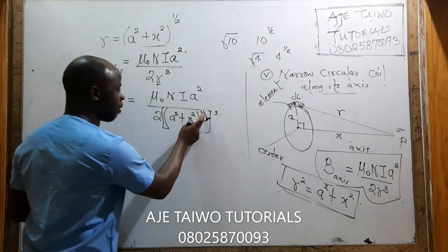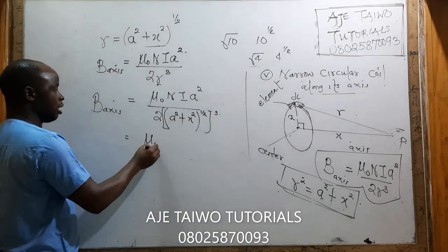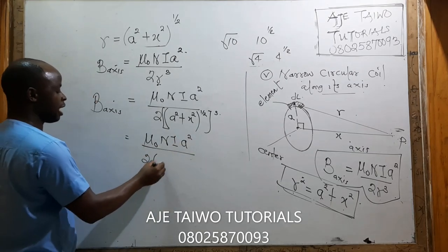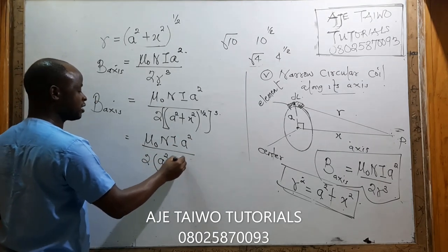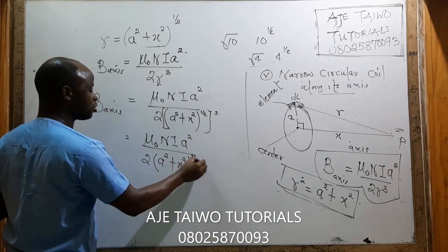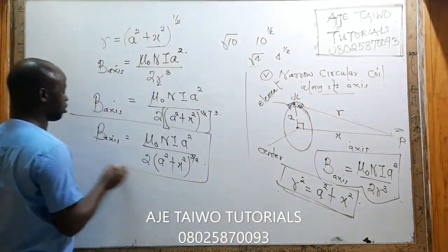Now this power, we multiply the powers. That is mu naught N I A squared all over 2 bracket A squared plus X squared, with the half times 3, that's 3 over 2. This is the magnetic field along the axis of the conductor.